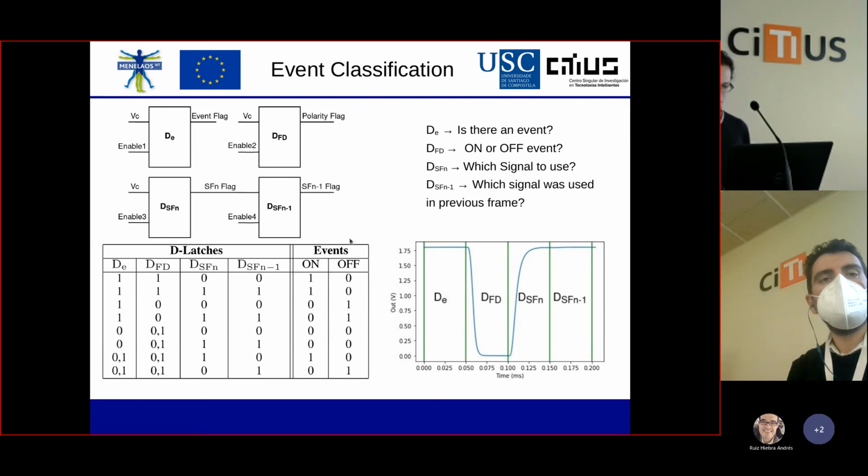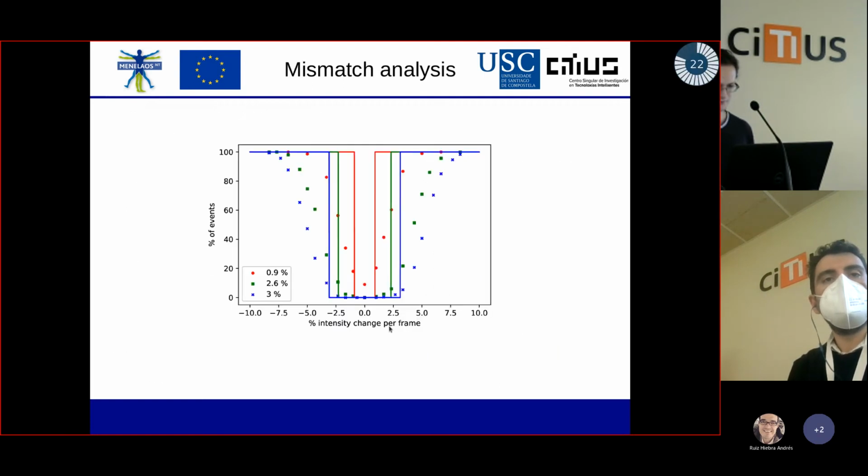Here on the right bottom, we can see what a typical output of the pixel looks like. This goes directly to, for instance, an FPGA, which catches this and stores this 4-bit sequence. This is the classification table. We have four different latches, so we can have quite a few combinations. This table shows what type of event we have and when.